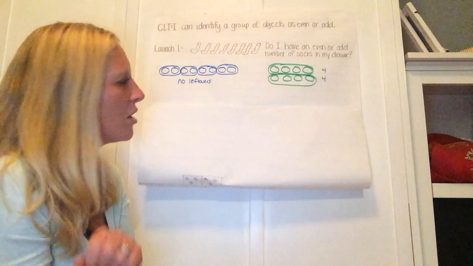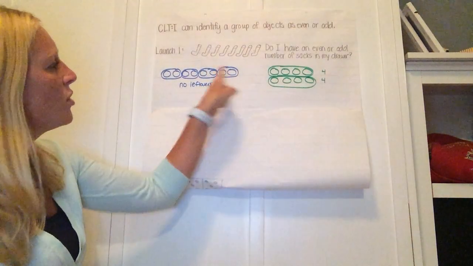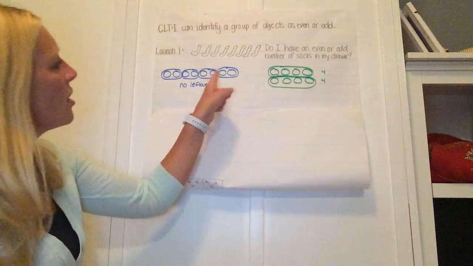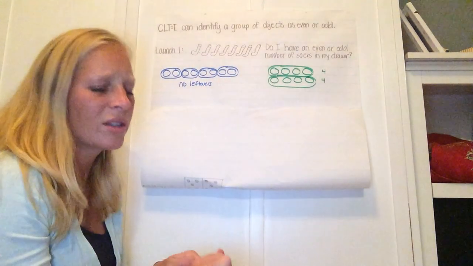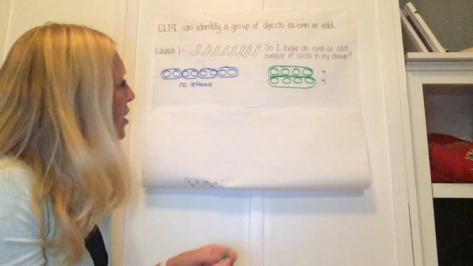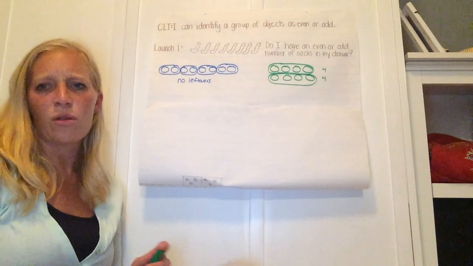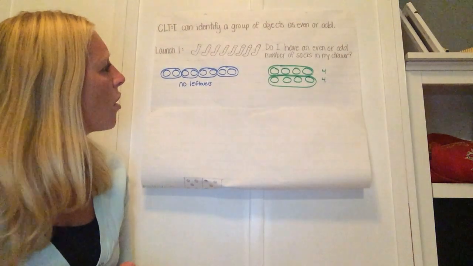I want you to take a minute and tell your partner how these 2 ways are similar. Just take about 30 seconds and tell your partner, how are these 2 ways the same of proving whether a number is even or odd?